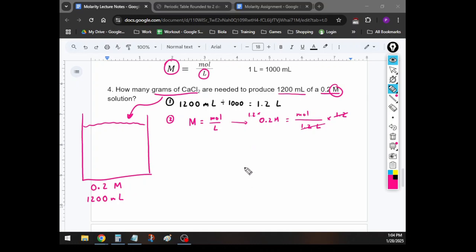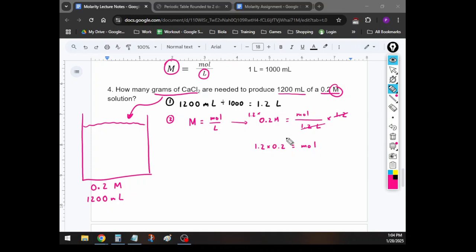It's not the reciprocal. Reciprocal is when you flip the fraction. This is just canceling it out, right? You basically do. It's like 1.2 over 1. Okay, so the way that we solve for moles is going to be 1.2 times 0.2.